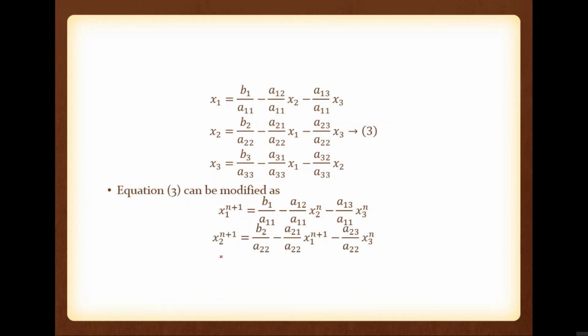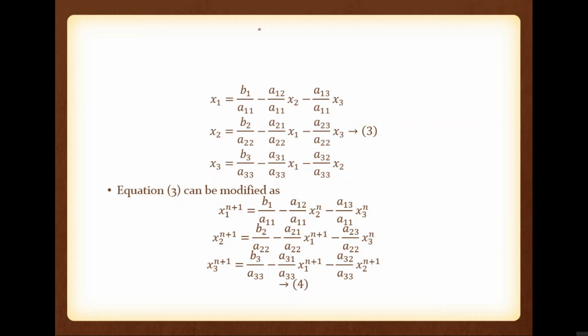Second equation is x2 n plus 1 is equal to b2 divided by a22 minus a21 divided by a22 into x1 n plus 1 minus a23 divided by a22 into x3n. The third equation is x3 n plus 1 equal to b3 divided by a33 minus a31 divided by a33 into x1 n plus 1 minus a32 divided by a33 into x2 n plus 1. So this is equation number 4. So note down this equation.